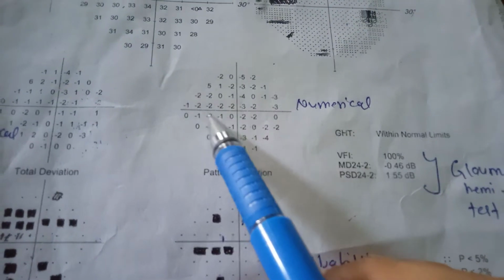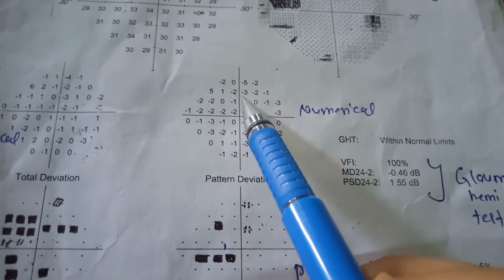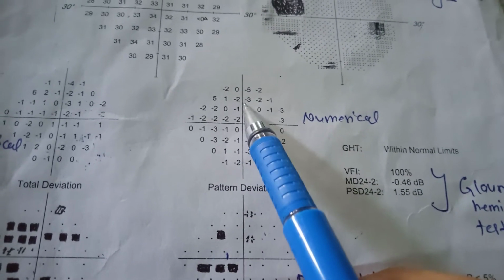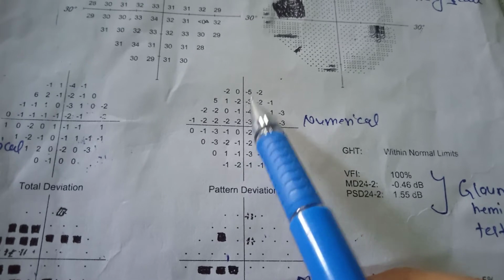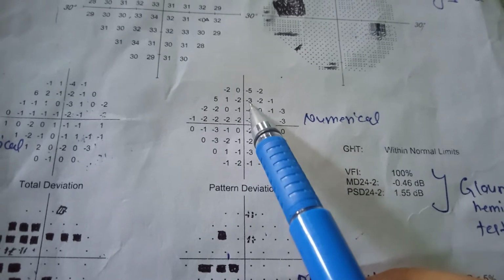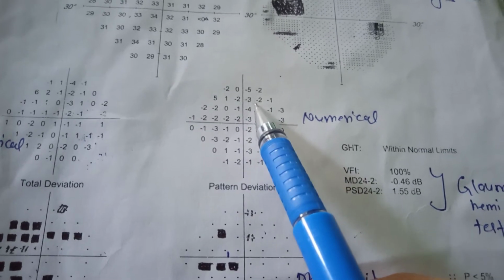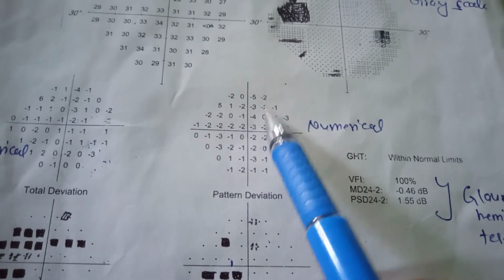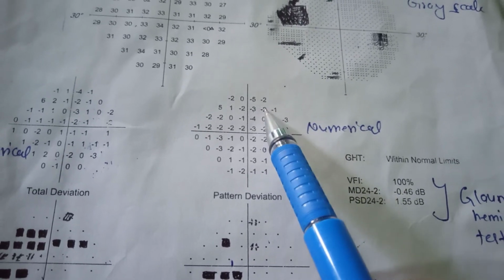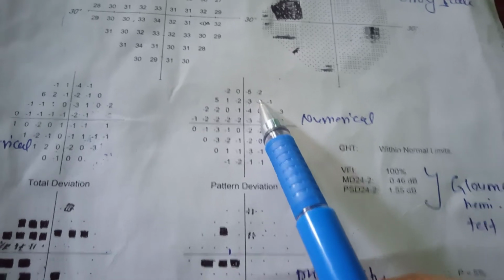Now talking about the pattern deviation numerical plot. This is the pattern deviation numerical plot, and from this we have to find out the 7th best retinal point. We have to select the 7th best retinal point. The 7th best retinal point is converted to 0. We have to add the value that converts the 7th best retinal sensitivity point to 0 to all the points in the total deviation numerical plot. Thus we get the pattern deviation numerical plot.